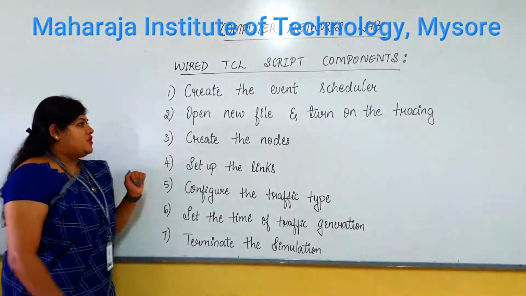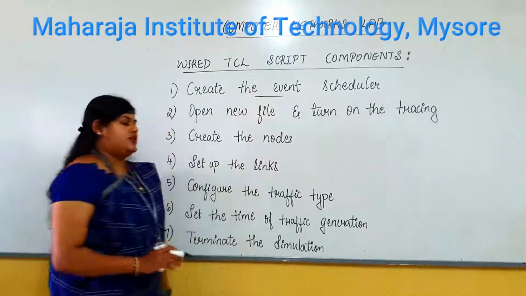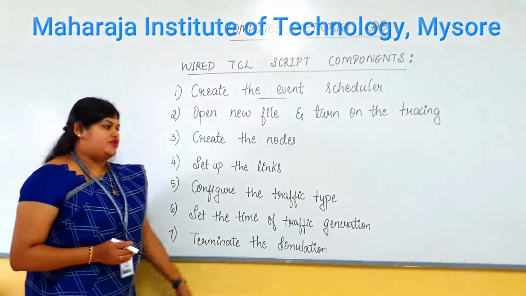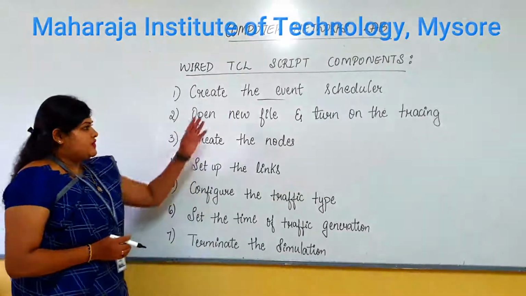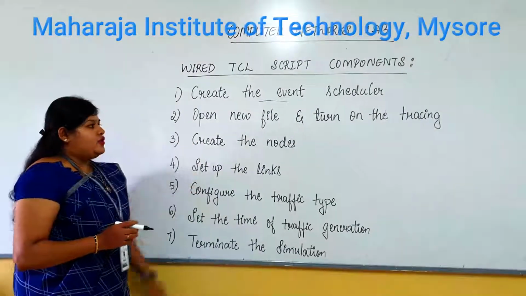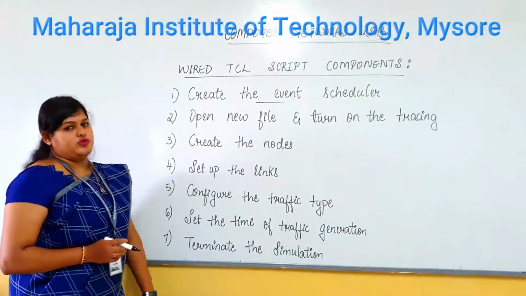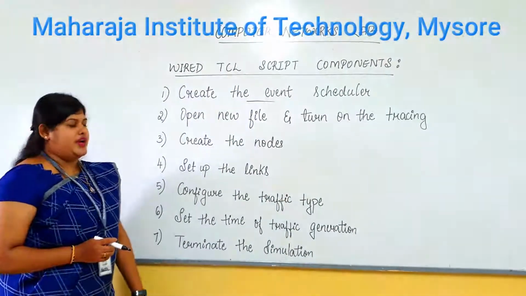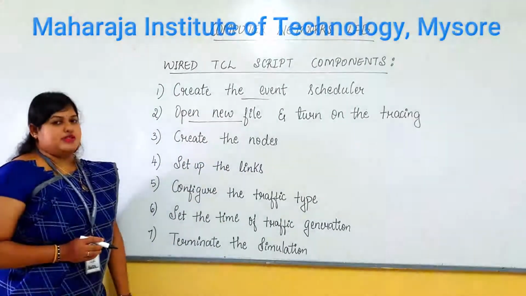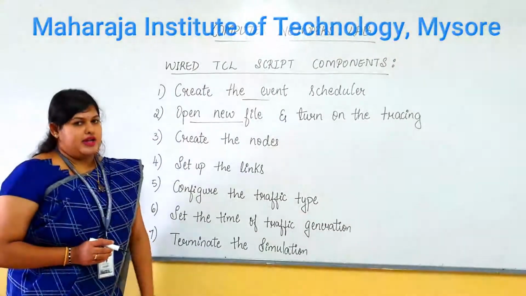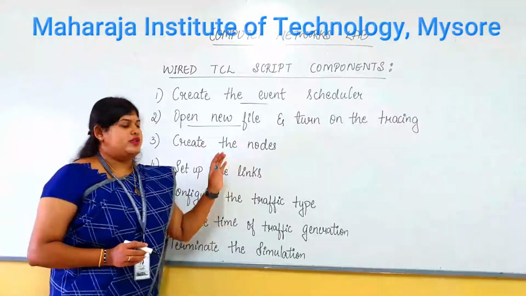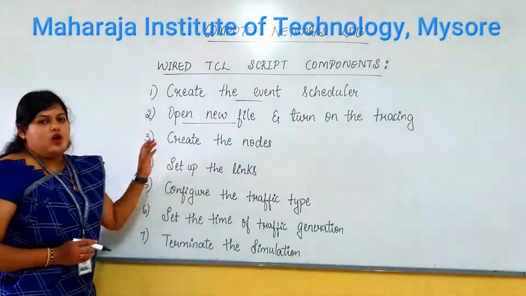So very first you are going to create the event scheduler. As I said, we may build different network topologies with different transmission media. So likewise, first we are going to create the event scheduler and the required network. Before that, you need to create the network simulator object. Once the network simulator object is created, the next step is to open the new file and turn on the tracing. Very first you are going to create the file, and with creating the file, you need to give the trace of all your files. So we are using the option trace all to trace the program.